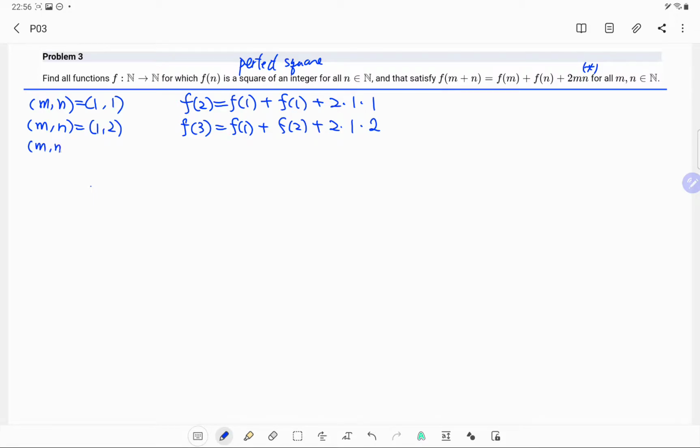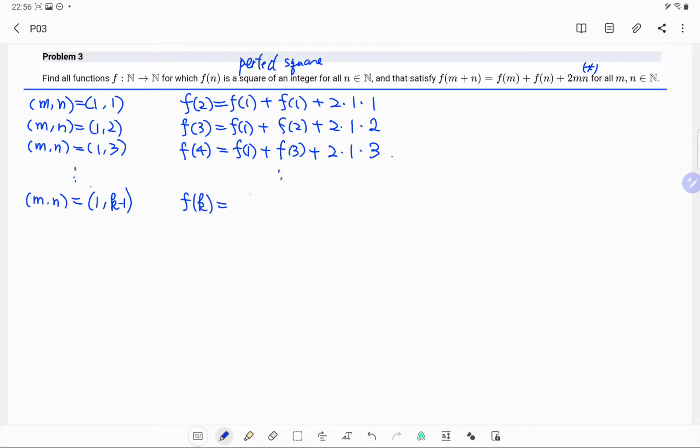And then we have m and n to be 1 and 3, so that f of 4 equals f of 1 plus f of 3 plus 2 times 1 times 3, and so on, up to m and n equal to 1 and k minus 1. So we have f of k on the left hand side equals f of 1 plus f of k minus 1 plus 2 times 1 times k minus 1. So we can add all of them together.